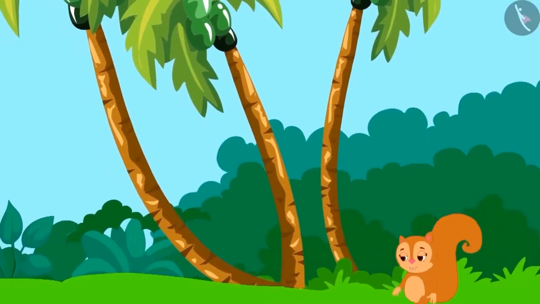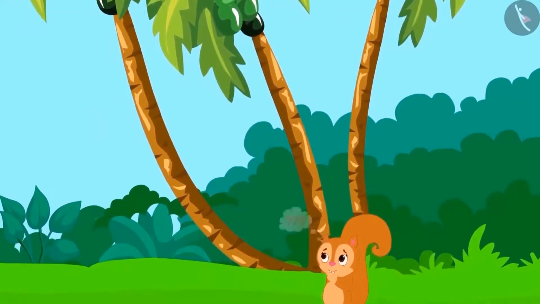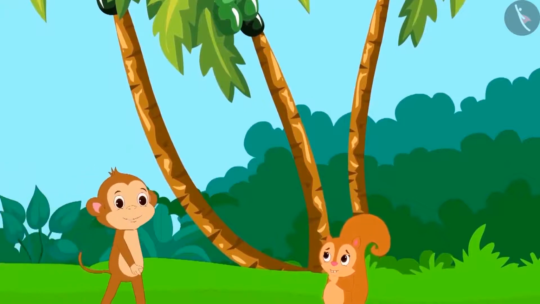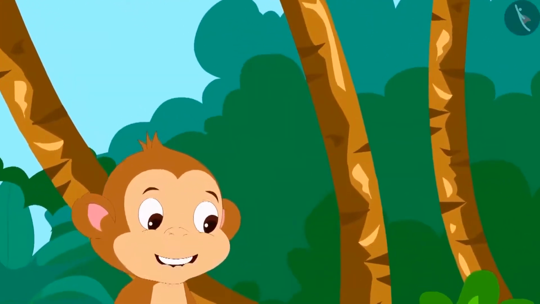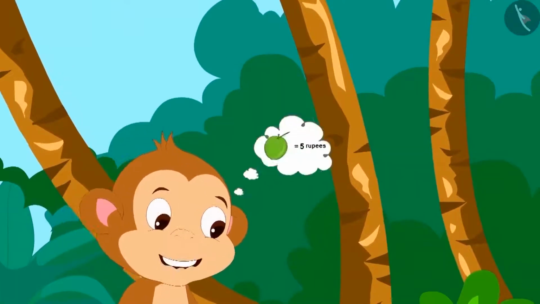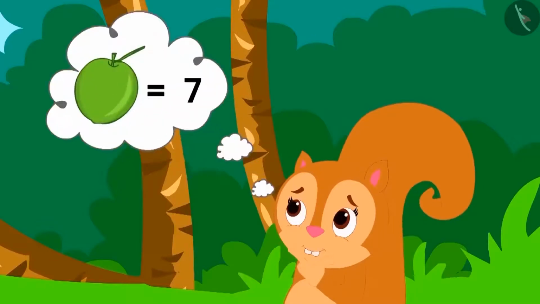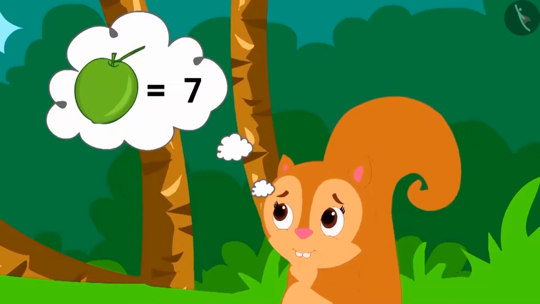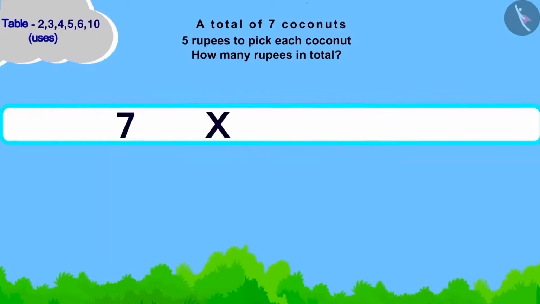Now Chanda had to pick coconuts from a coconut tree, but the tree was very high. Therefore, she called Babban for help. Babban told Chanda that he would take 5 rupees for picking each coconut. Chanda had to get a total of 7 coconuts picked. Now Chanda is thinking, how much money will she have to pay to Babban?